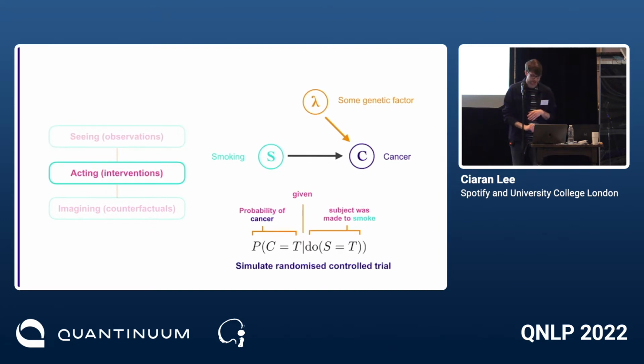The next level, interventions, is simulating the randomized control trials that we talked about a few slides ago. And this is a crucial bit of Pearl's formalism, in that he introduces this thing called a do operator.